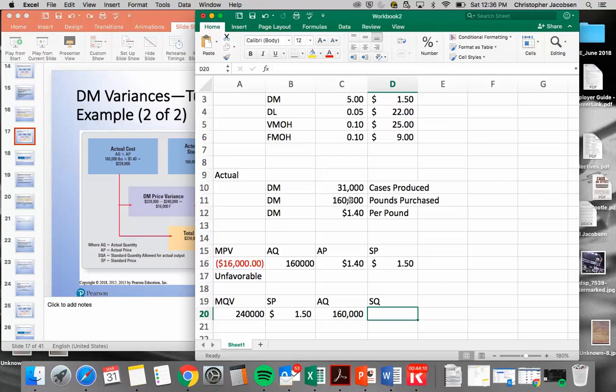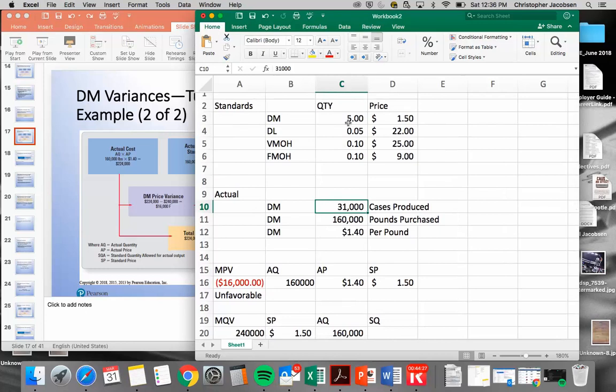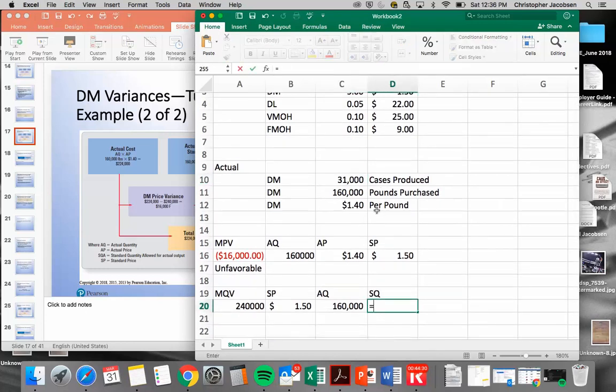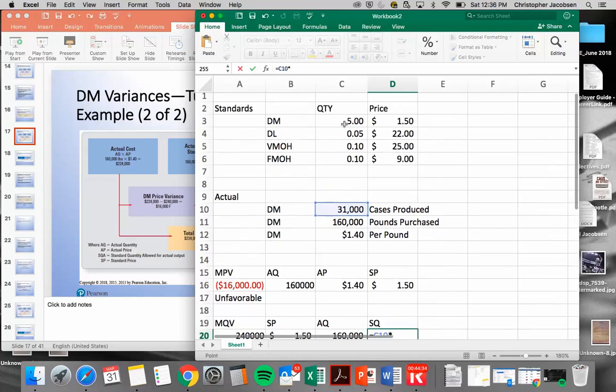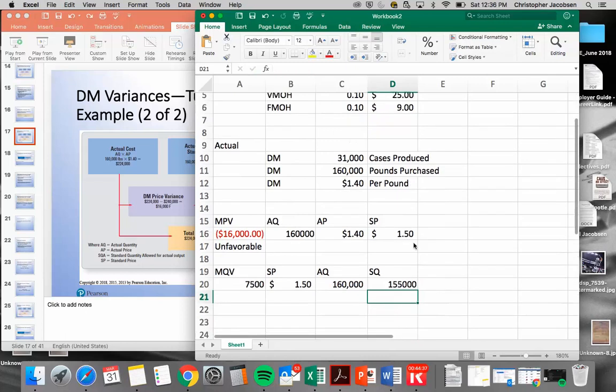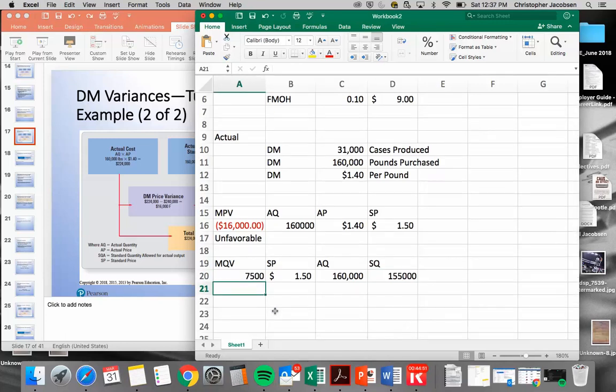We want to know how much we should have used in making our 31,000 cases. It tells us in our problem we produced 31,000 cases. Our standard says each case should use 5 pounds. So to get our standard quantity, we take our number of cases produced times our 5 pounds per case. That tells us that to make 31,000 cases, we should have used 155,000 pounds. So our MQV answer is 7,500. And remember, if it's positive, that means it's unfavorable.